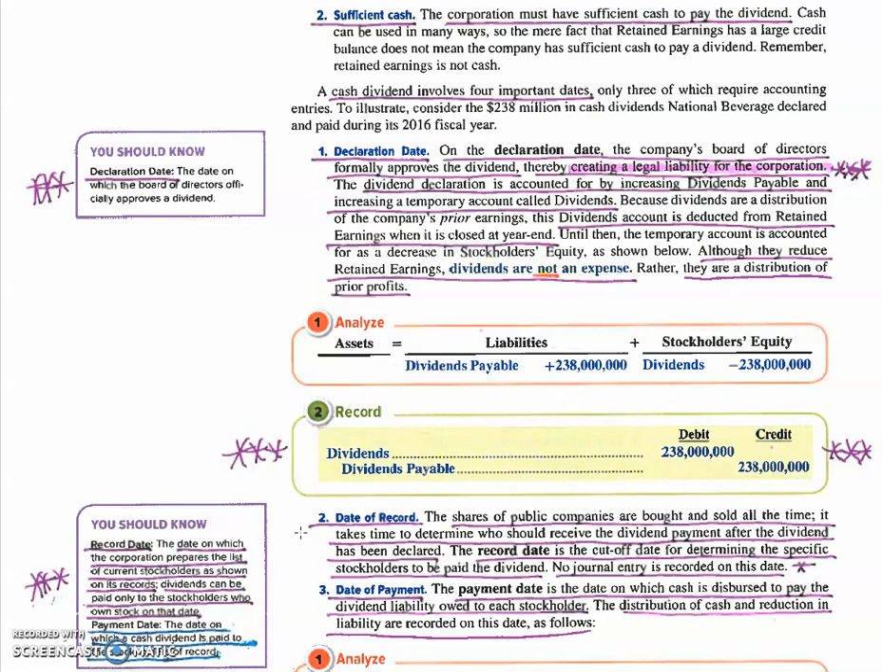Now, the payment date is the date that we will pay the dividend, in our case, May 31st. So on May 31st, we will pay the dividend to the owners. On that date, we will debit dividends payable and credit cash.